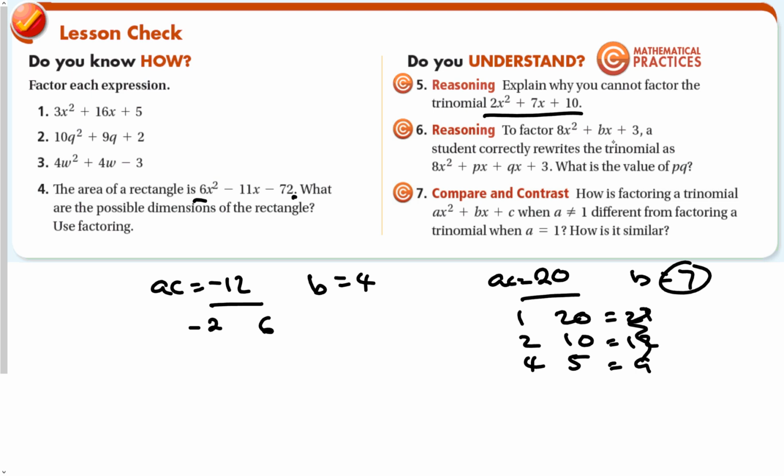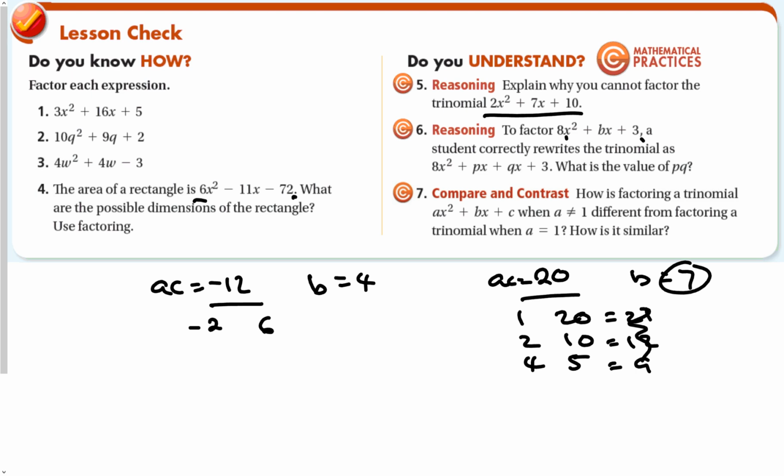To factor ax squared plus bx plus 3, a student correctly rewrites the trinomial as ax squared plus px plus qx plus 3. What is the value of p times q? Well, p times q is going to be the same as ac. That's the point of this. Okay, so it is going to be 24.